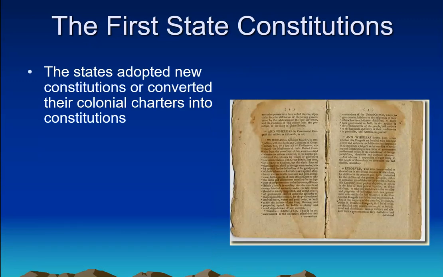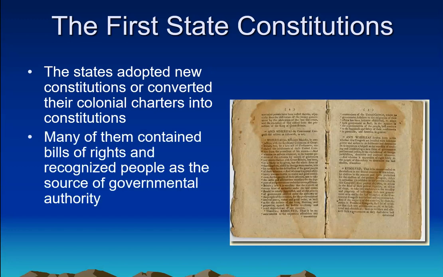So, the states adopted new constitutions or converted their colonial charters into constitutions during or shortly after the Revolution. Many of these contained bills of rights and recognized the people as the source of governmental authority, again going right back to the social contract of John Locke.